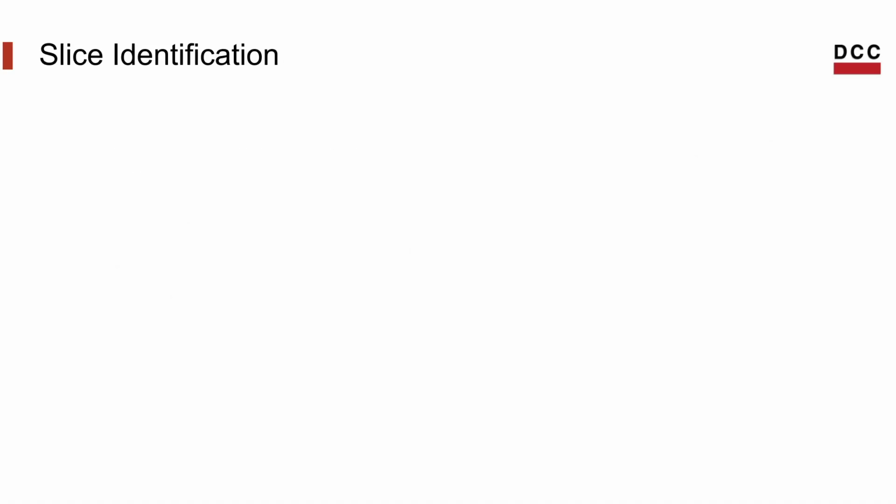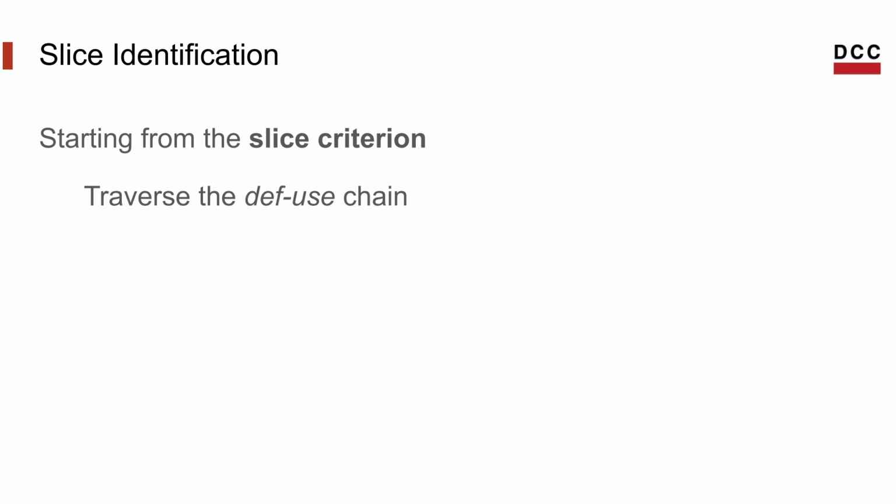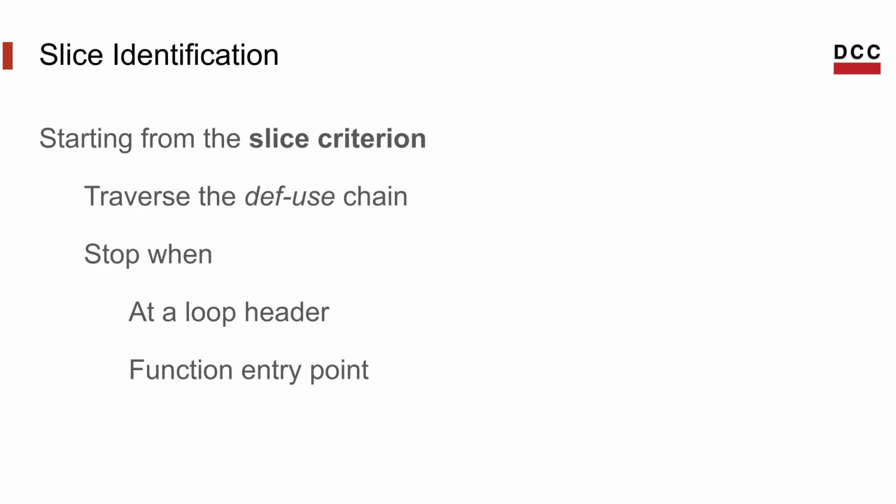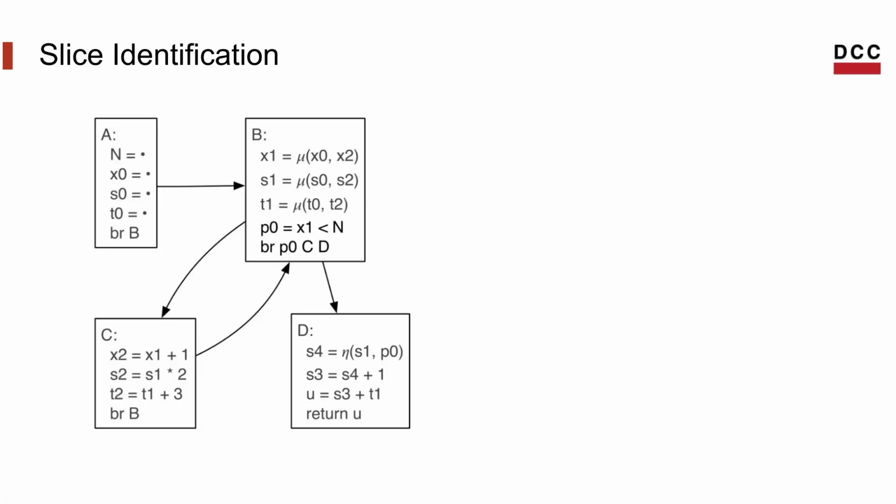The next algorithm will solve the slice identification phase. Starting from the slice criterion, we traverse the def-use chain in a breadth-first manner, and the algorithm stops when it reaches a loop header when the criterion is inside it, or the function entry point. For instance, let's apply this algorithm to the first graph example of this presentation.